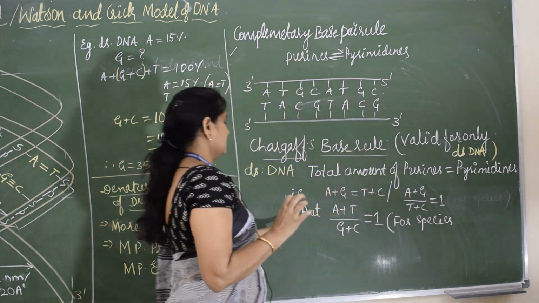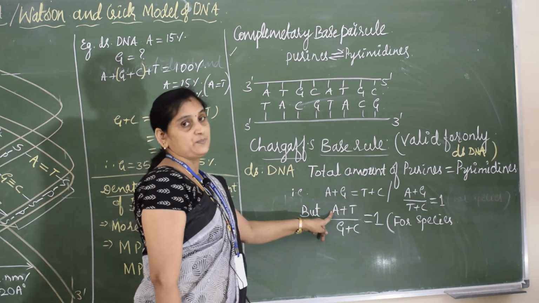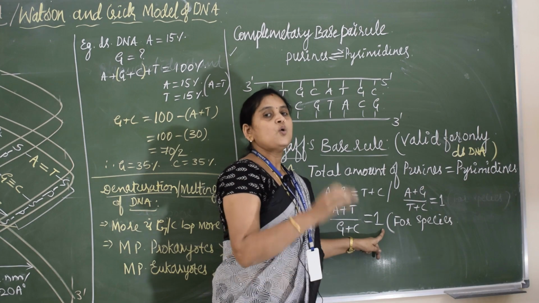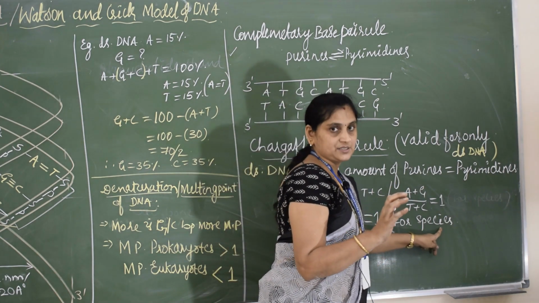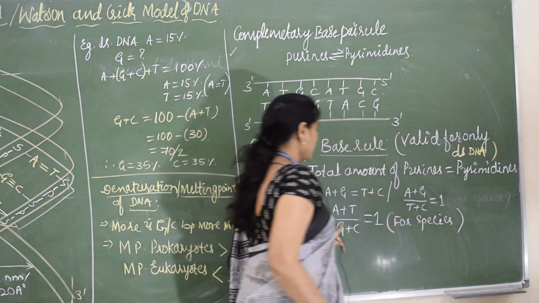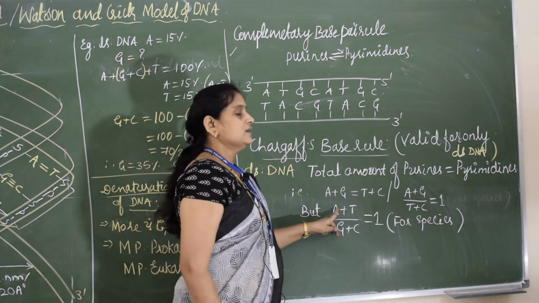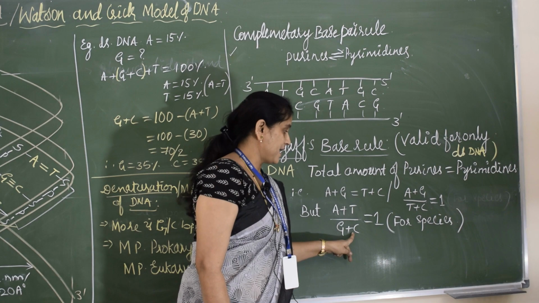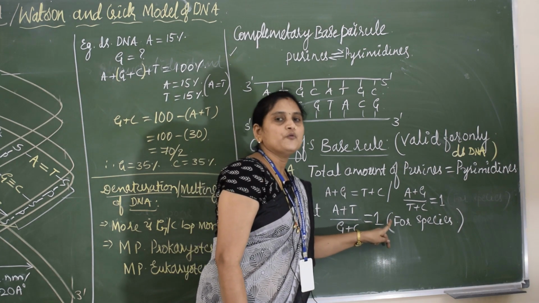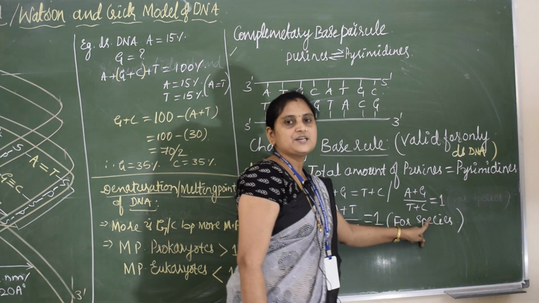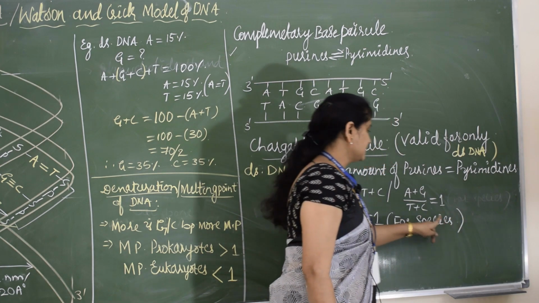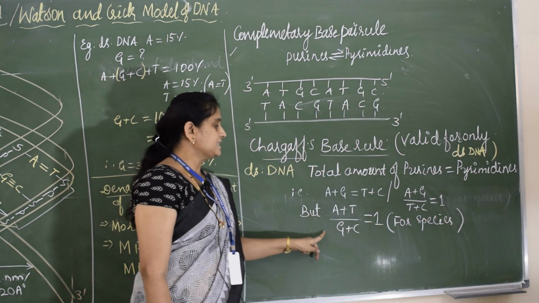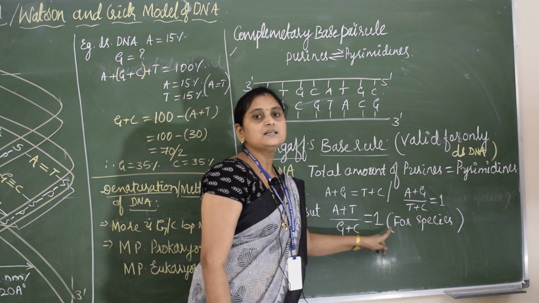But see, the ratio of A plus T and G plus C will be constant only for the species. That means the ratio of the number of AT base pairs and GC base pairs is going to vary from species to species. Hence it would be helpful in identifying the DNA of a particular species.